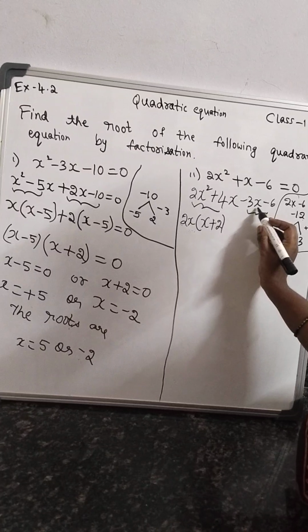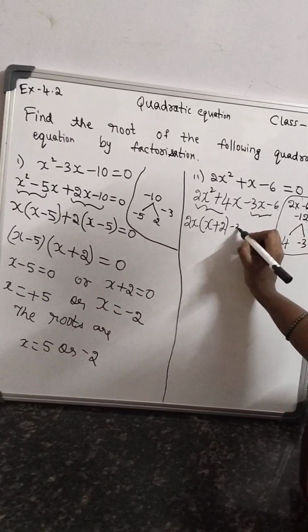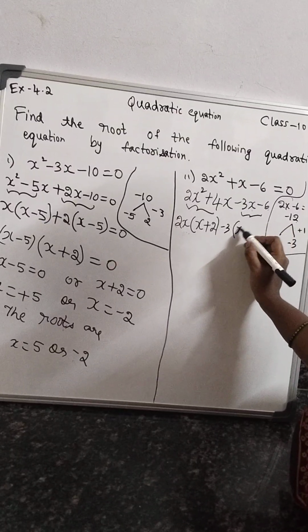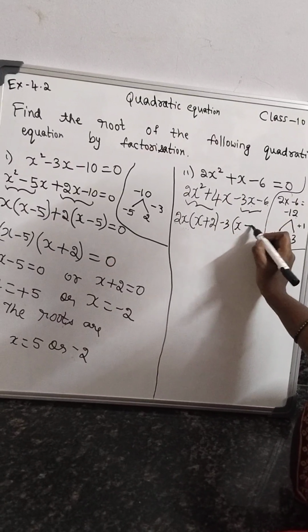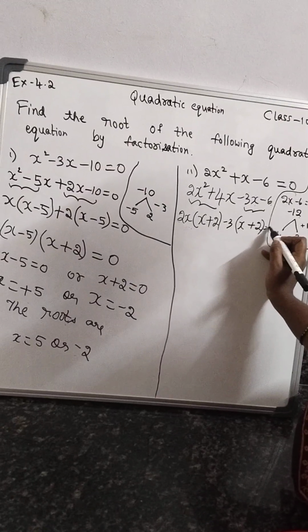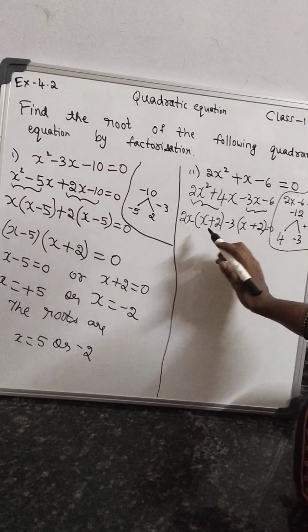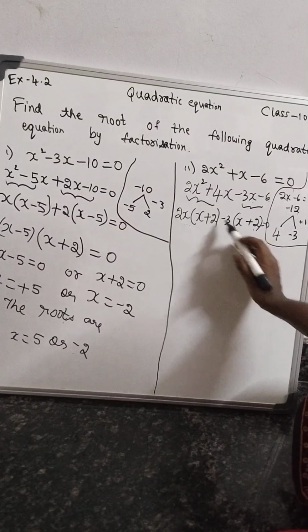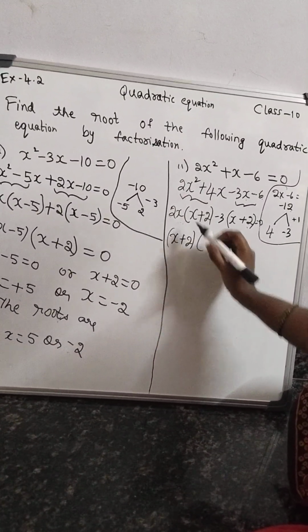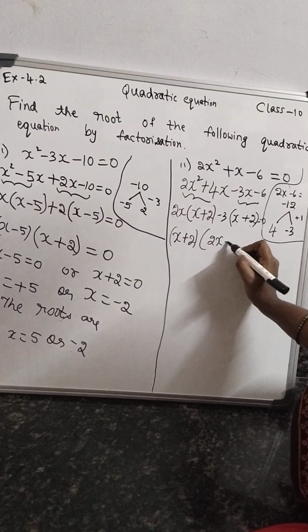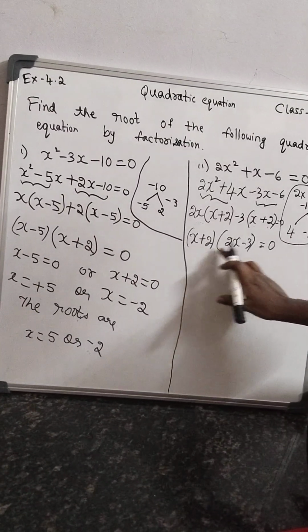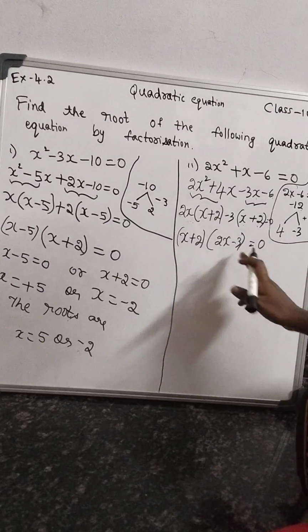And here minus 3x and minus 6, I will take minus 3 as common. If I take minus 3 as common, here x will be remaining. Minus into minus is plus. 3 2s are 6, that's why 2, which is equals to 0. And here we can take x plus 2 as common. If I take x plus 2 as common, the remaining term will be 2x minus 3, which is equals to 0. Product of any two terms is 0, means any one of the term will be 0.